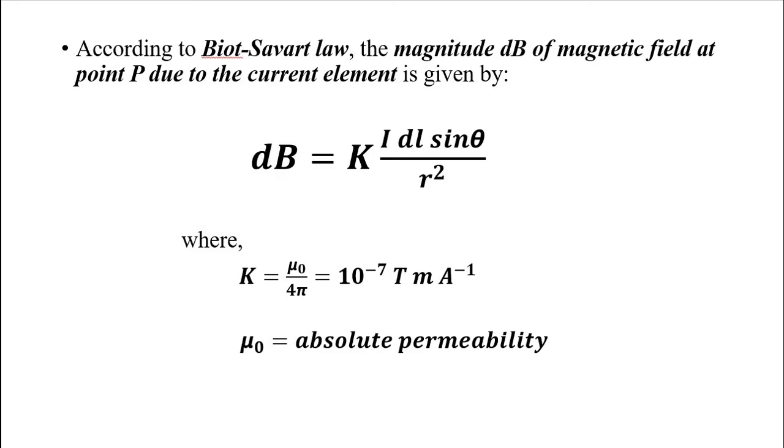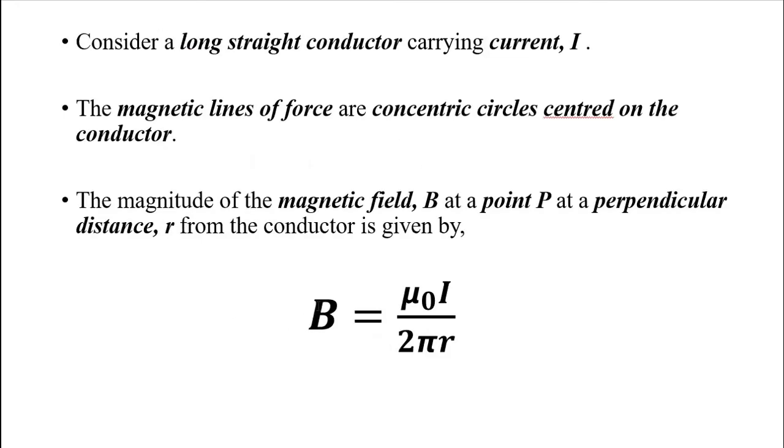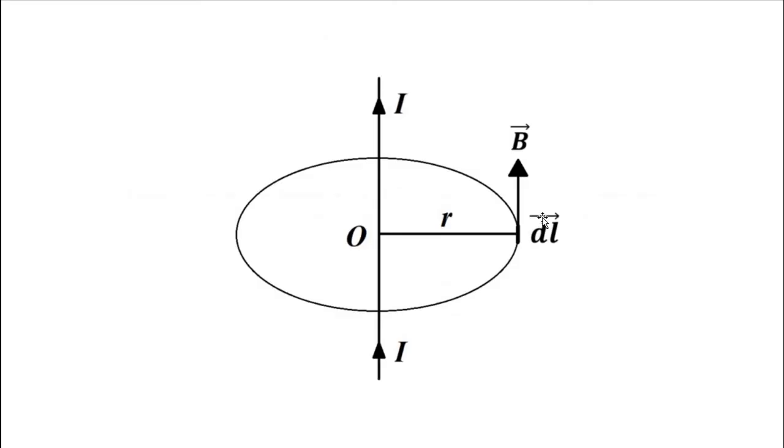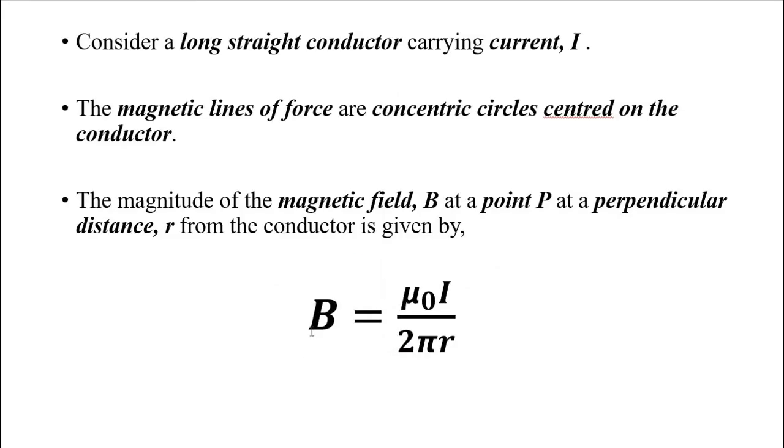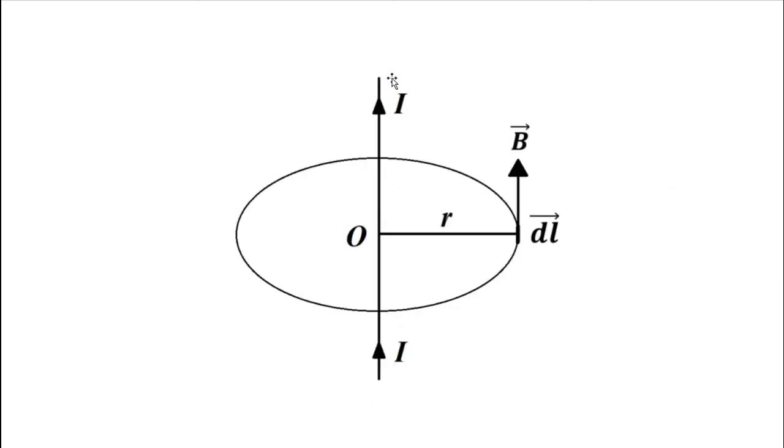Directly I expressed B is equal to mu 0 I by 2 pi r for a long straight conductor carrying current. So if you want, you can derive it also. If you want, in a separate video maybe I will derive this whole thing, but for now you just understand that the total magnetic flux density due to a long straight wire carrying current I at a distance r from a particular point is given as mu 0 I by 2 pi r.